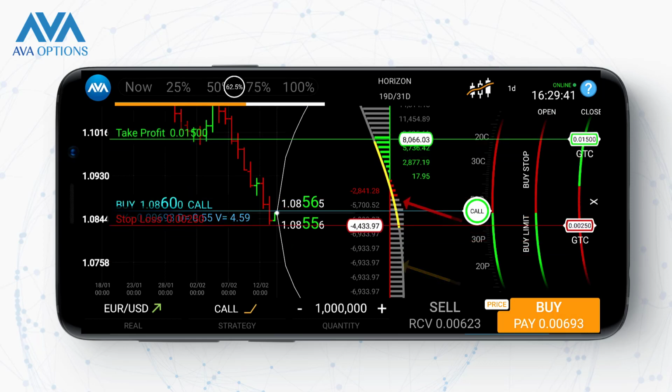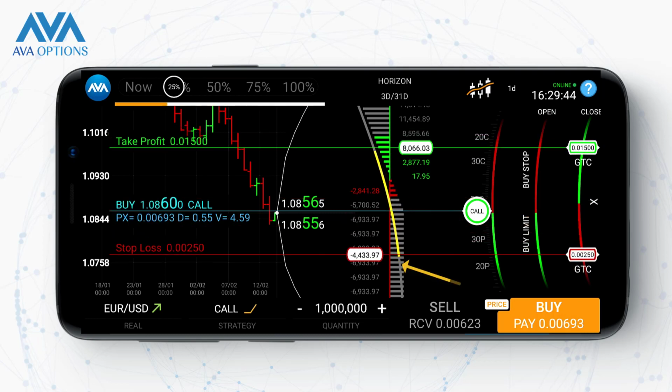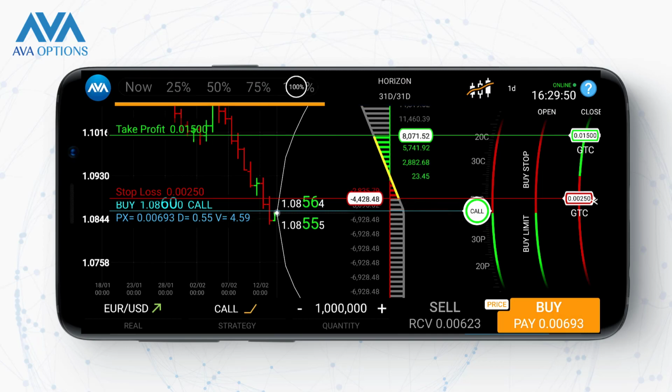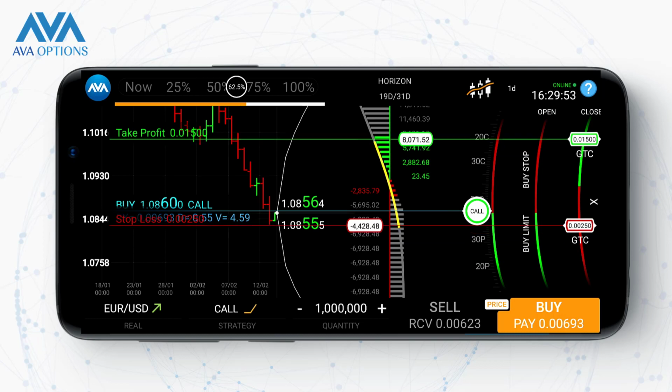In order to get any money back for selling this option at expiration, the option has to be in the money, otherwise its value is zero. That's why you see this stop loss line moving much higher as time goes by.